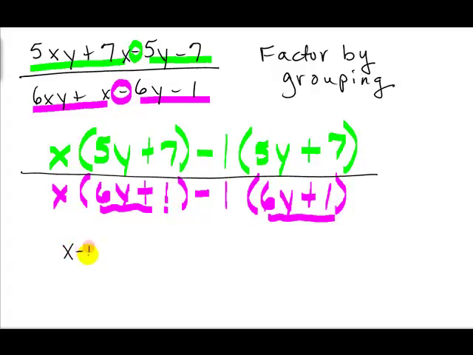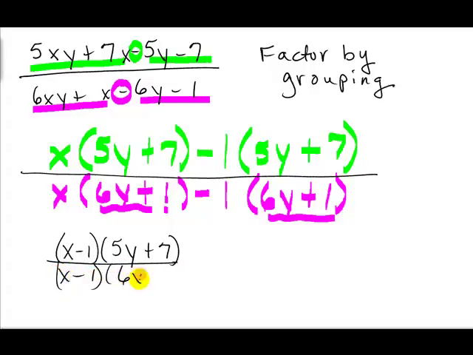So we have x minus 1 times 5y plus 7 over x minus 1 times 6y plus 1. Cross those out because they are the same and write our answer. 5y plus 7 over 6y plus 1.